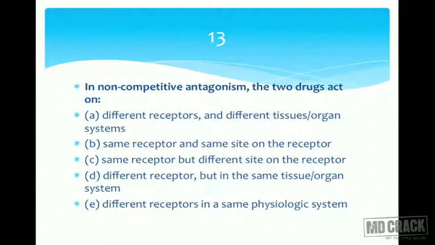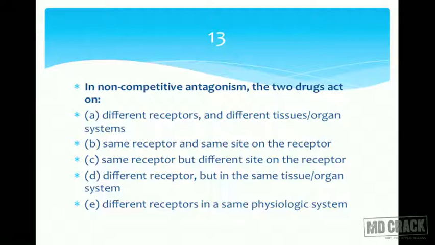Now you tell me, in competitive antagonism, the drug acts on the same receptor, and if you want to have a competition, you should act on the same site, obviously. You cannot compete if you are not acting on the same site. So same receptor and same site on the receptor is the description of competitive antagonism. And option C is left for us, same receptor but different site on the receptor. This is the answer for non-competitive antagonism.